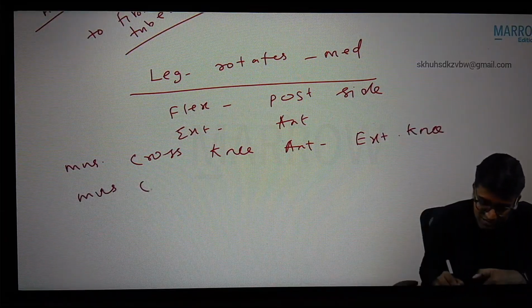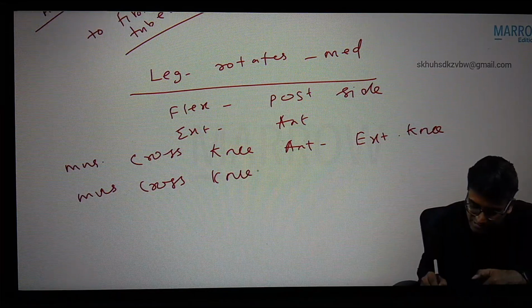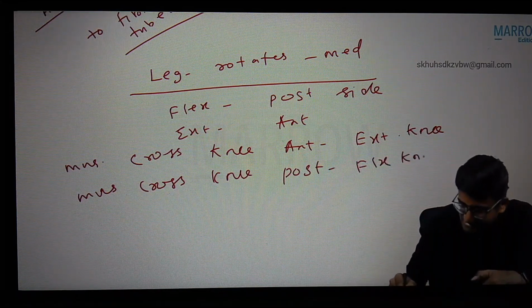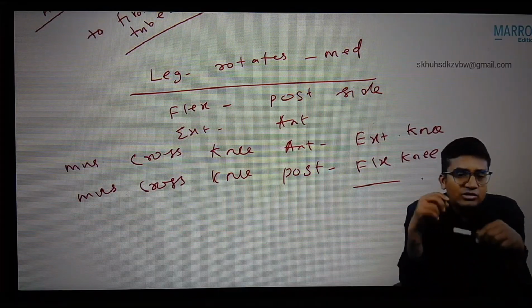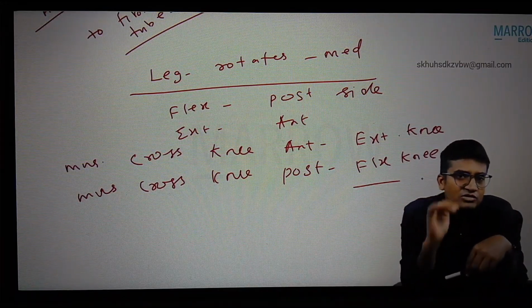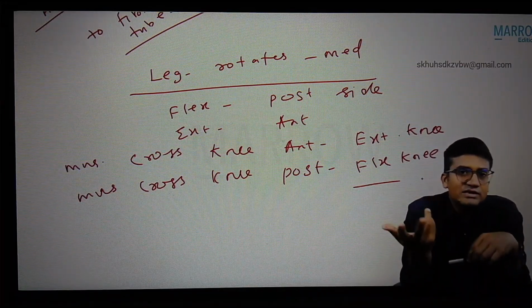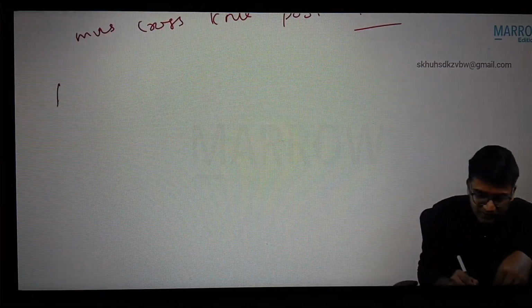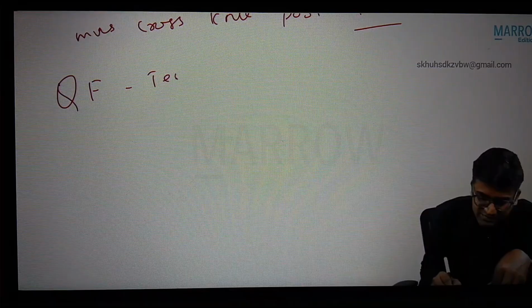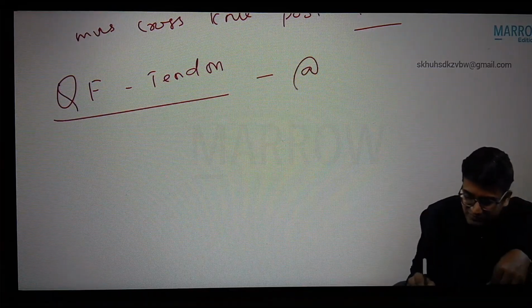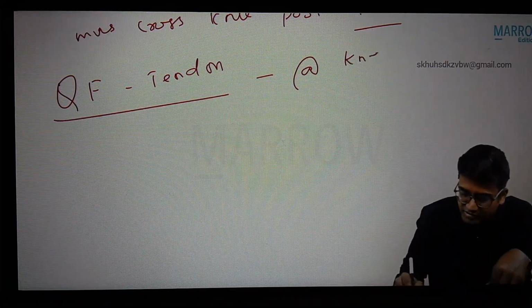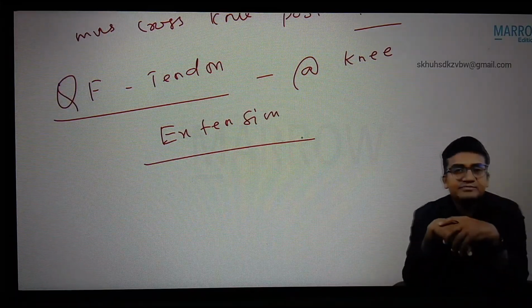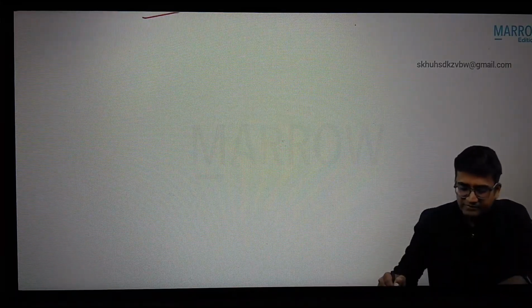So, muscles crossing the knee posteriorly, what do they do? They flex the knee. That is the point. Now, the quadriceps femoris tendon, I told you, crosses the knee on the front side. So what does it do? Yes, very good. It extends the knee. So please remember, the action of the quadriceps femoris tendon at the level of the knee joint is extension of the knee. Okay. So now we're going to write the summary.